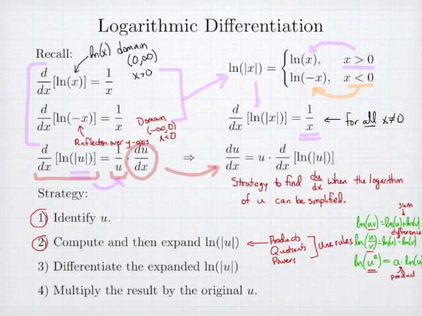So we'll use those rules, and we can now differentiate the expanded version of the logarithm of the absolute value of u. This takes care of computing the derivative of the natural logarithm of our formula. To find our actual derivative, we still need to multiply by u, and this is the last step to recover the original formula.